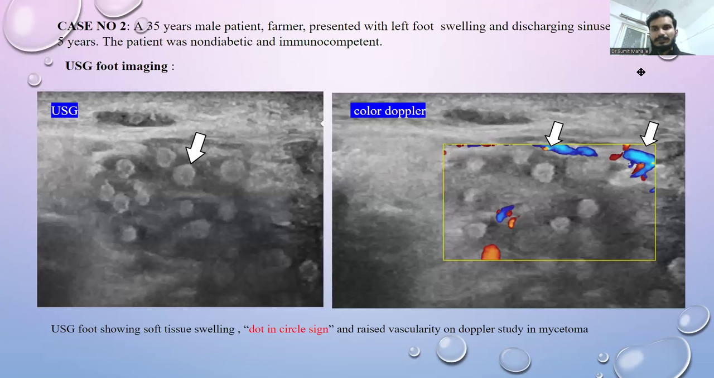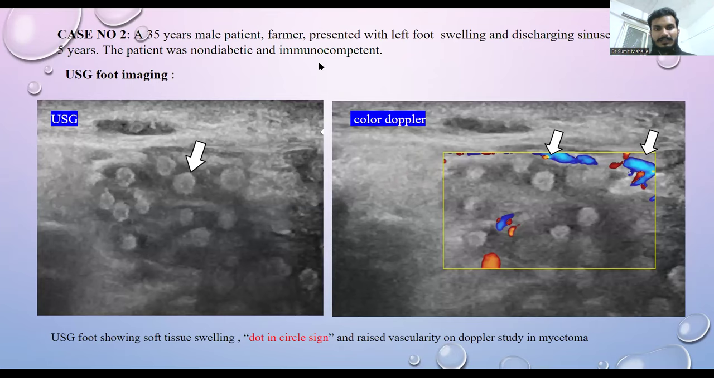So, see here, it's the next case, the second case. A 35-year-old male farmer presented with left foot swelling and a discharging sinus for 5 years. The patient was non-diabetic and immunocompetent. So USG foot imaging is shown here. USG foot showing soft tissue swelling here. Dotted circle sign is there, and there is vascularity on the Doppler study in the mycetoma.